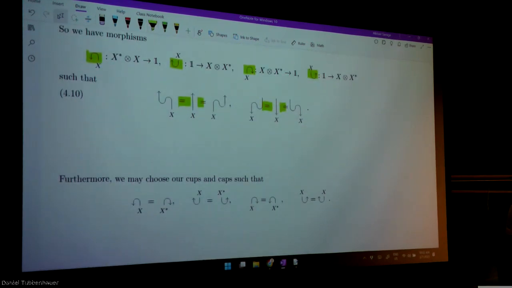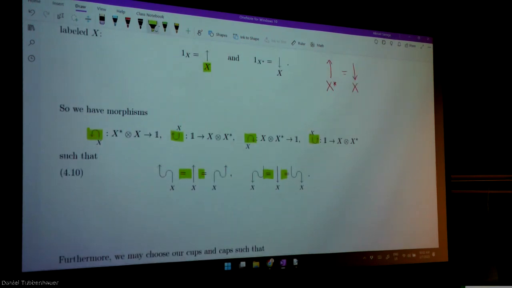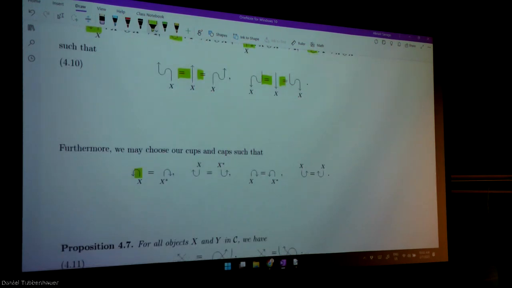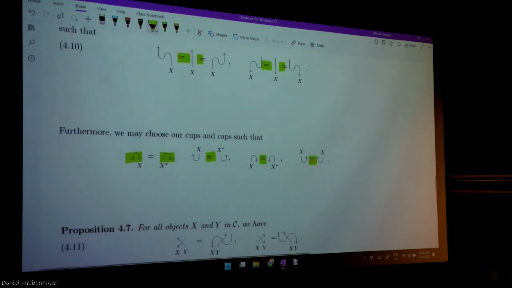And we can choose our cups and caps. Just like this convention that I mentioned right here, where up arrow labeled X dual is the same as down arrow labeled X, a left cap where the up part is labeled X is the same as a right cap where the up part is labeled X dual. Because switching X to X dual basically reverses orientation, you should think. And same thing for all our cups and caps. Any questions on that?